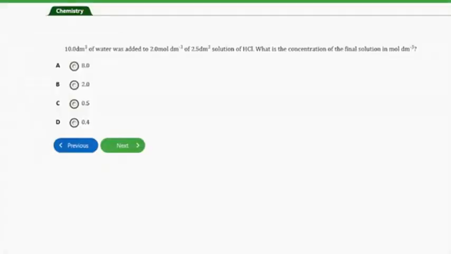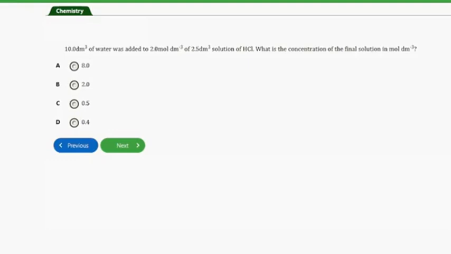So let's go ahead and check out the next question, and that's question number 7. Guys, the question says 10.0 dm cube of water was added to 2.0 mole per dm cube of 2.5 dm cube solution of HCl. What is the concentration of the solution in moles per dm cube?